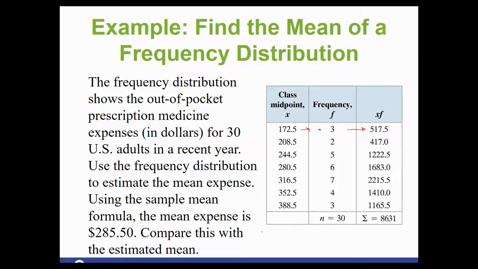So since they've done most of the work for us, the last thing we're really doing is the final divide. The sum of where they multiplied everything, which is right here at the bottom, divided by our sum of frequency, or our N value. So when we divide this, we get $287.70, which is not that far from the mean expense they were estimating.